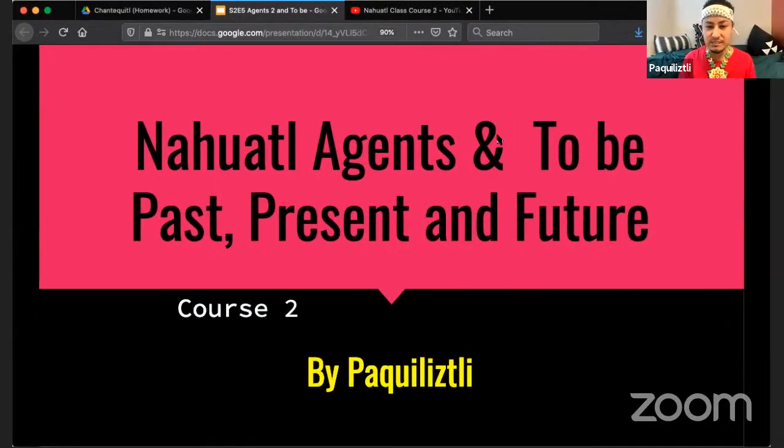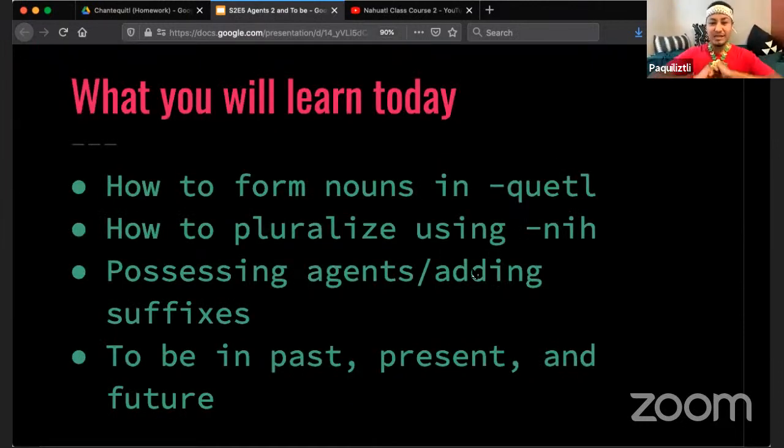So this one I titled it, Nahuatl Agents and To Be, Past, Present, and Future. Okay, so today we're gonna continue. If you remember back season one, episode 17, we talked about agents, and then I gave you a very brief way of creating agents, but I told you back then that it was a little bit more complicated. And at that time, I only taught you how to create agents with class three verbs. Today, we're gonna expand on it, or pretty much explain how to do it with any class verb.